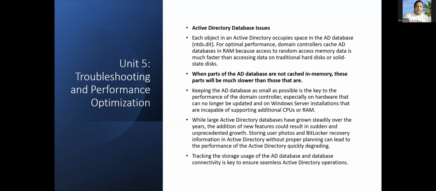Yeah, RAM's always going to be faster than traditional hard disks or spinning platters, right? And SSDs, yeah, they're fast, but not as fast as RAM. When parts of the AD database are not cached in memory, those parts will be much slower than those that are.